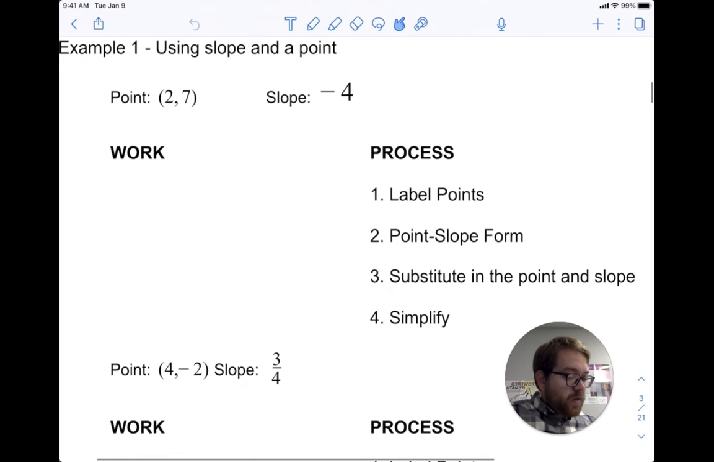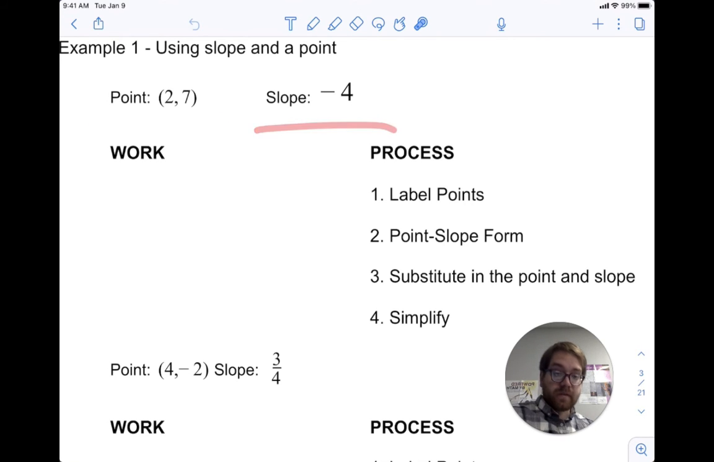Using this slope and point, we're going to write this linear equation in point-slope form. So we have a point at (2, 7) and a slope of negative 4. What we're describing with this equation is a line that has a slope of negative 4 and passes through the point (2, 7).